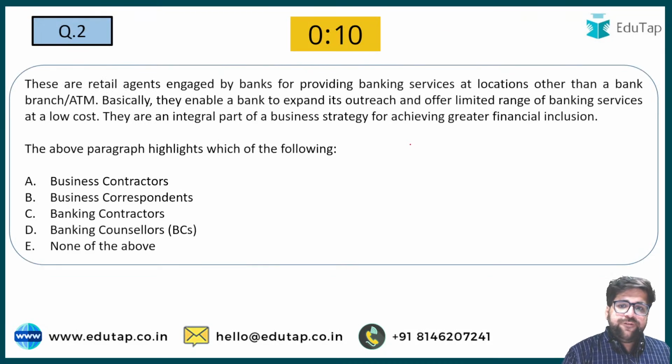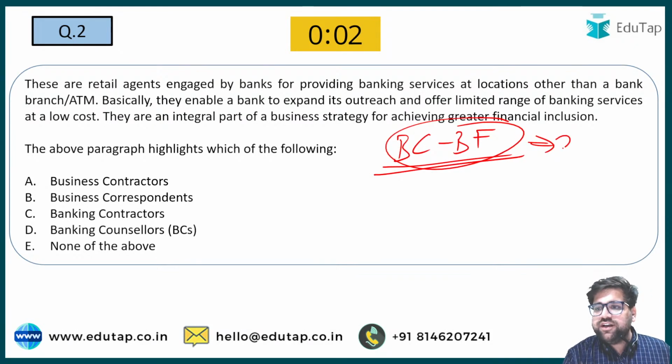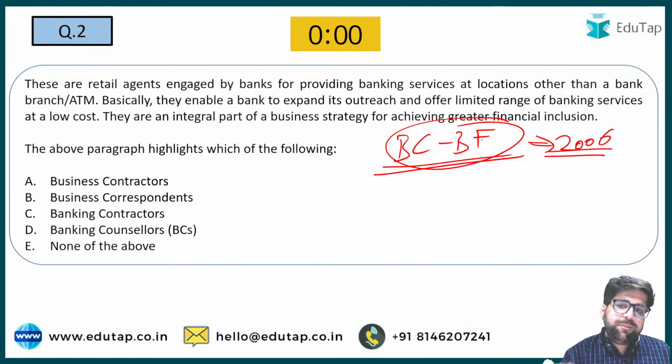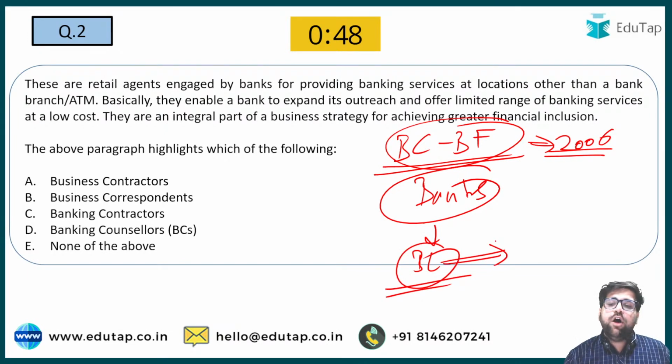Yes, my dear friends. If you have good knowledge regarding the BC and BF model, this model was introduced by RBI in 2006. Under the BC and BF model, banks appoint certain persons known as business correspondents, and this person or entity goes into rural households and provides basic financial services. Please remember this point. You will not find universal banking services. They only provide basic financial services.